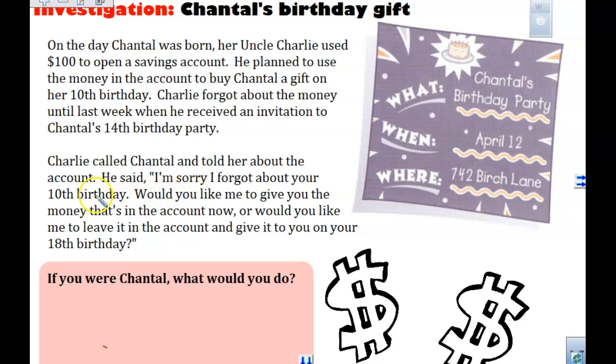Charlie called Chantel and told her about the account. He said, "I'm sorry I forgot about your 10th birthday. Would you like me to give you the money in the account now, or would you like me to leave it there for your 18th birthday?" So if you're thinking about that, do you think 14th or 18th birthday? We're going to take a look at some data, and when we get to this next page, this is definitely where you're going to want your calculator, and you're going to want to pause it.